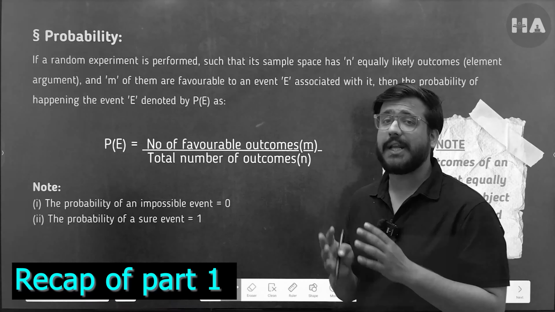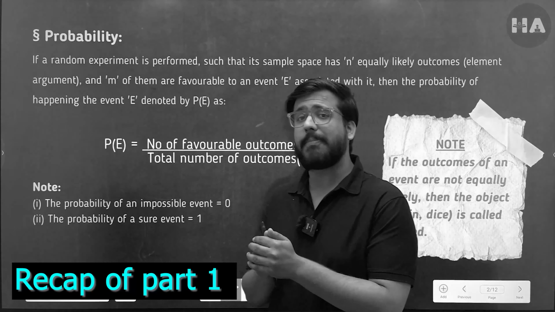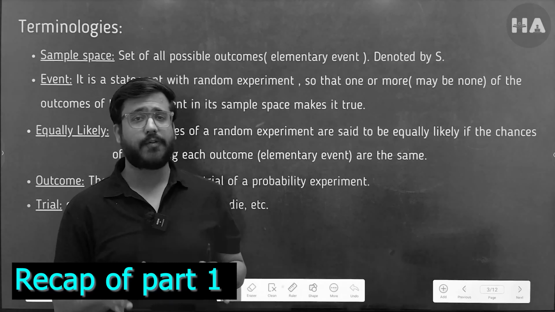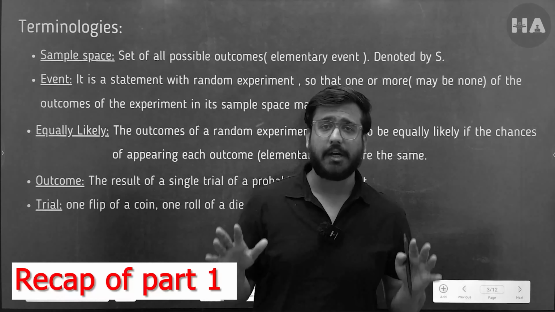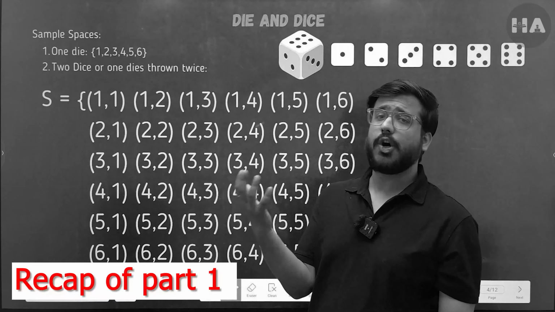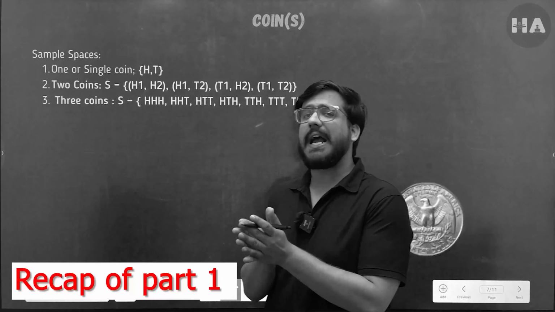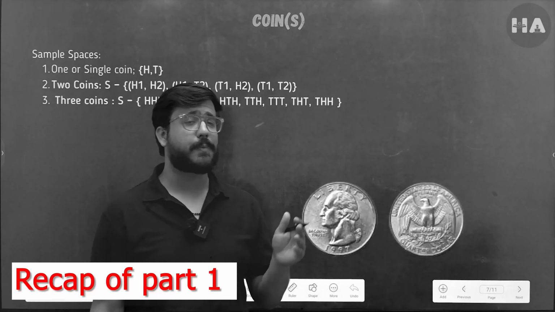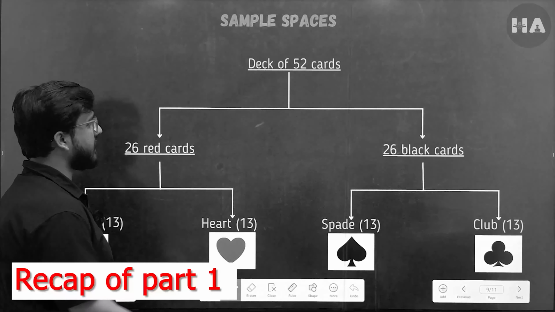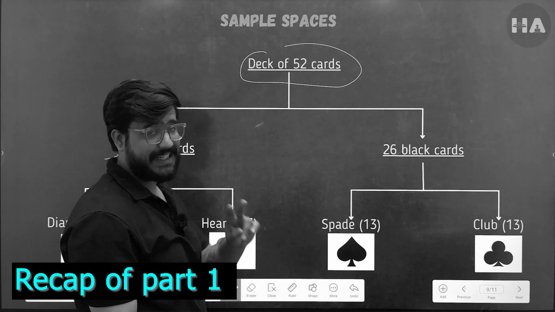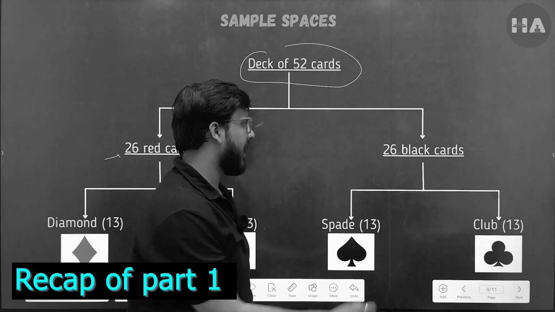What probability is, as you can see here, is denoted by the sample space's total number of outcomes. If we categorize under dice and coins, if I am tossing 1 coin, 2 coins or 3 coins, what will be the sample space? As you can see, a deck of 52 cards consists of 26 red cards and 26 black cards.